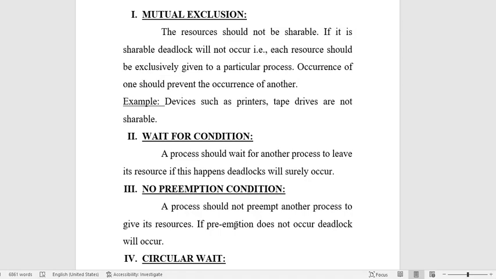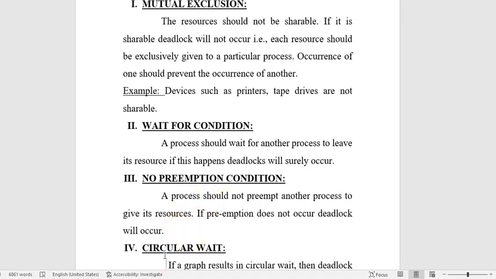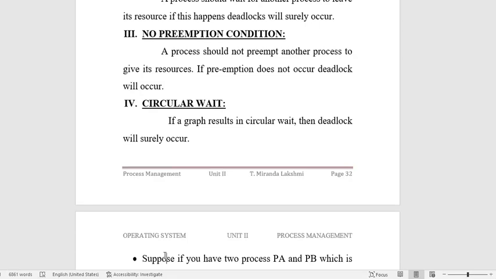A process should not preempt another process to take its resource. So when the resource is being requested by a process, it should not be preempted and the resource should not be given up. If preemption does not occur, deadlock will surely occur. This is the third condition. And the fourth condition is circular wait.